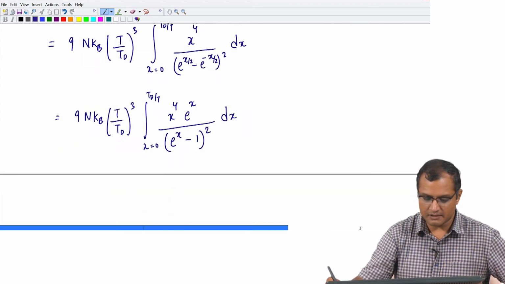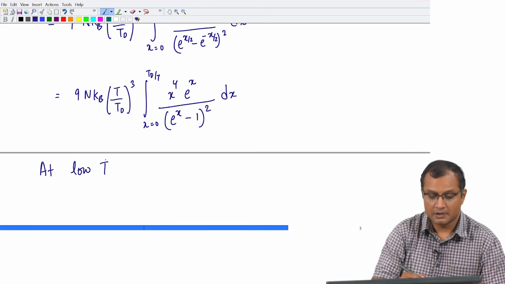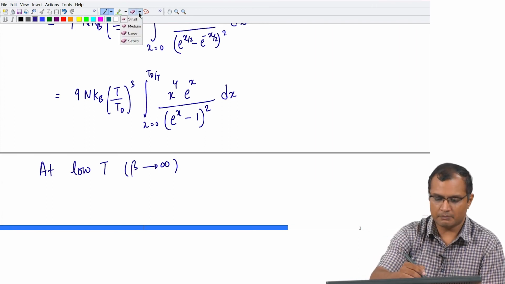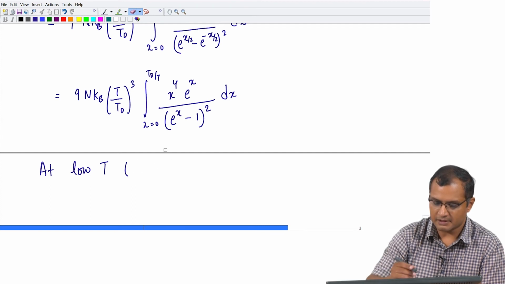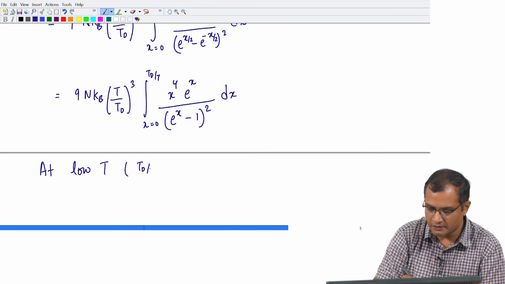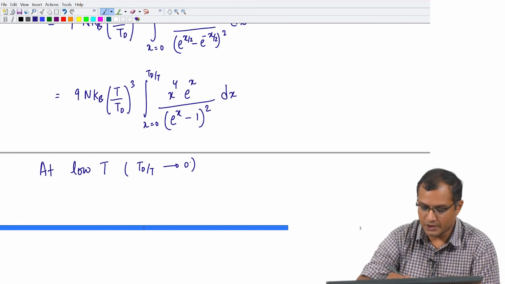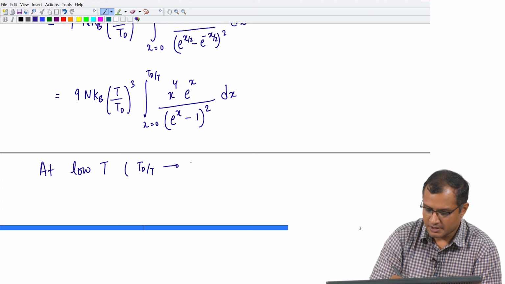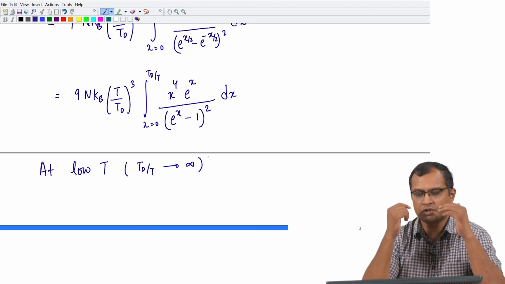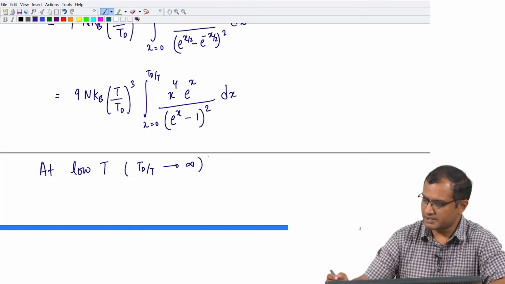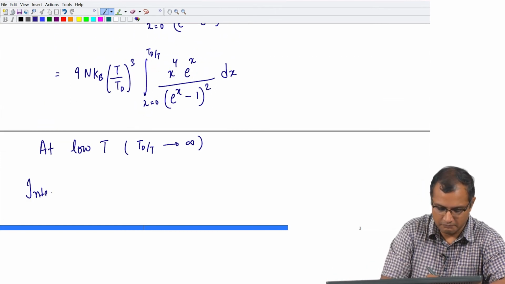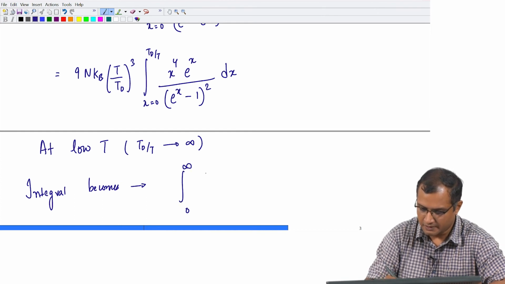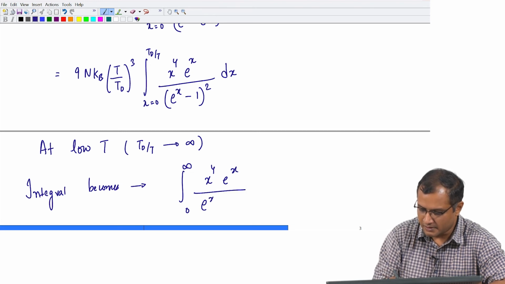And the final step is basically to see that at low temperatures, which is the regime of beta going to infinity, I have a reference scale here, in the sense that I will take the ratio of Td over T going to infinity. Which means if the ratio of the Debye temperature over thermal temperature goes to infinity, or if the temperature under consideration is much smaller than the Debye temperature, then I can approximate this integral as 0 to infinity x to the power 4 e raised to x upon e raised to x minus 1 the whole square dx.